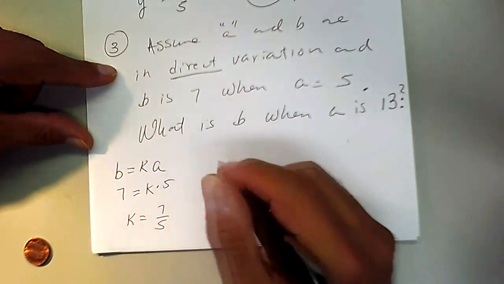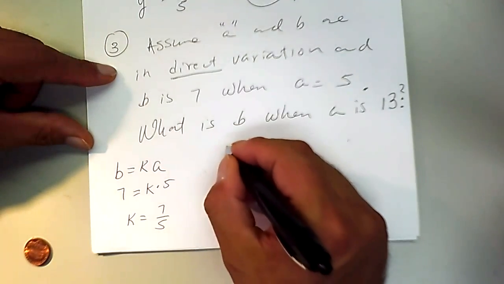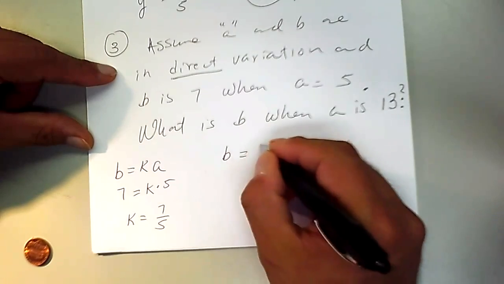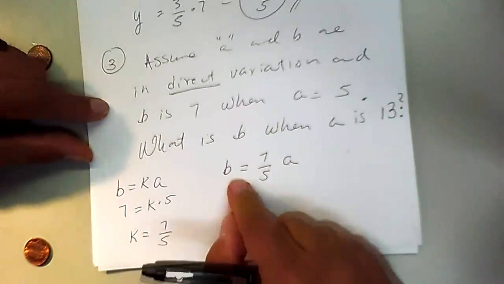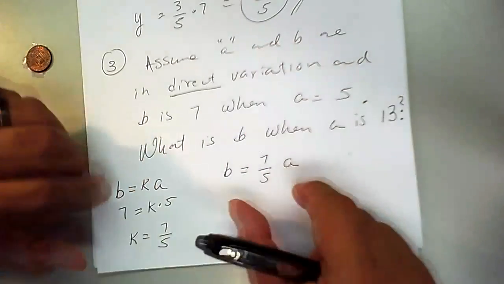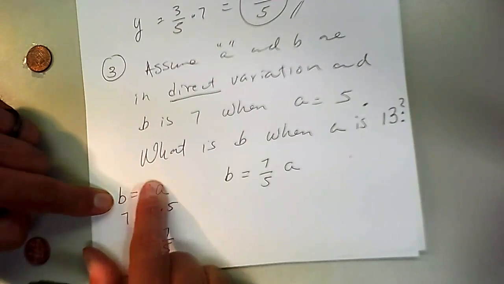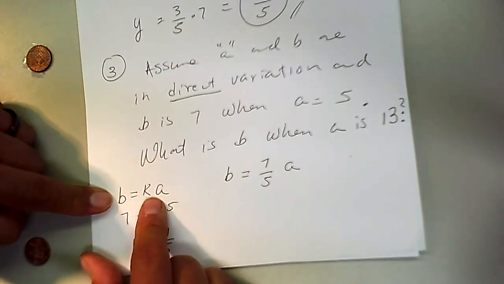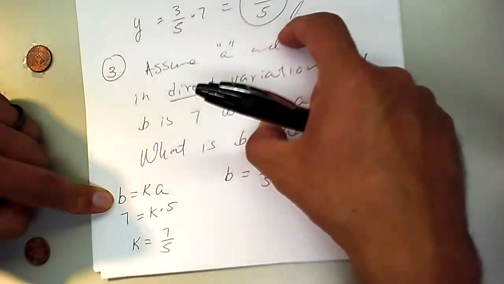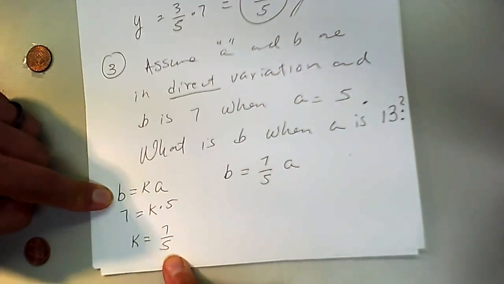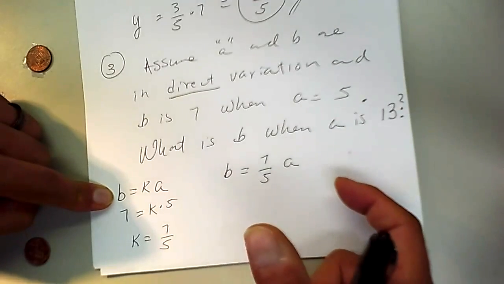Anyway, so now we have the constant, and that means the equation for b and a is really b equals 7 over 5 times a. That is the equation corresponding to this problem. See, they didn't give us the equation. They give us sort of what the equation kind of looks like, but they didn't give us the precise equation that works with this problem. We have to do some work to get to that point. Okay, now we got the equation, and now we can answer the question.